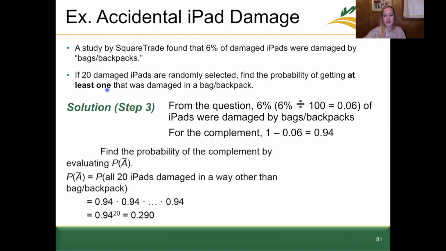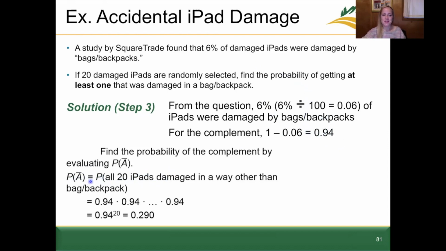So let's continue on. Remember, we still need to solve for the probability of A bar, but in this special case of at least 1. So remembering our definition of A bar here, the probability of A bar is really the probability of all 20 iPads were damaged in a way other than a bag or a backpack. Now, the probability of selecting one iPad that wasn't damaged by a bag or a backpack, we found out here from the information in the problem, that's 0.94.